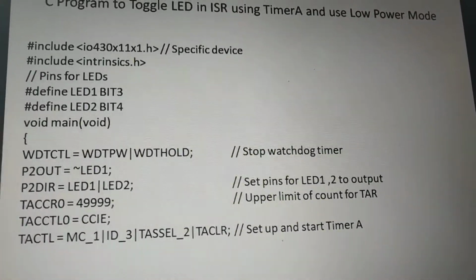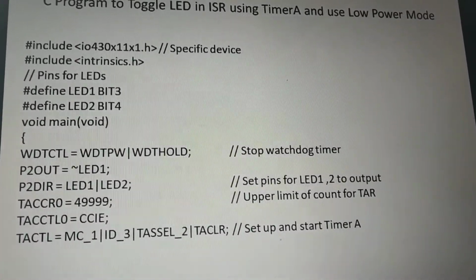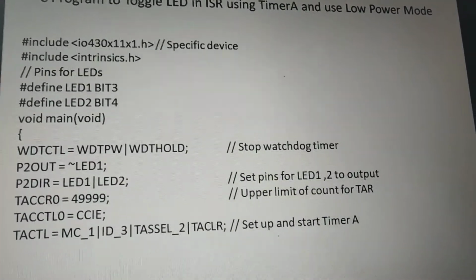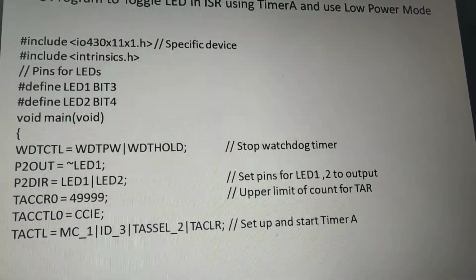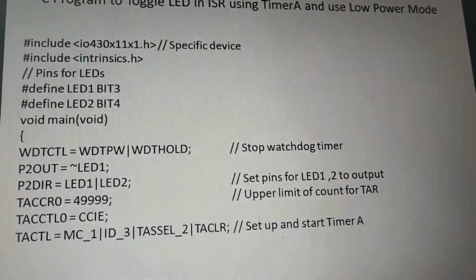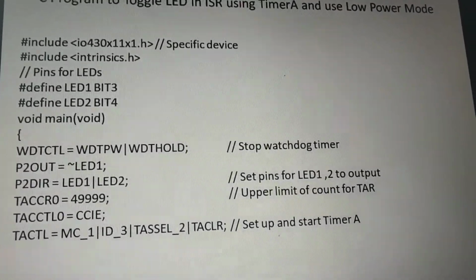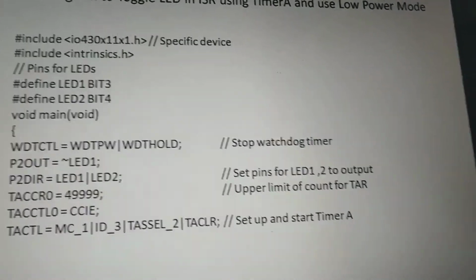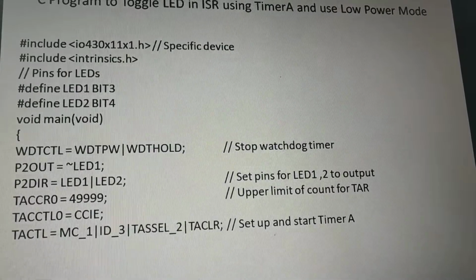Hash define LED1 bit 3. That also we have seen. Bit 3 means only bit 3 is made 1. All the other bits are zeros. And that is defined as LED1. So whenever we use the variable LED1, bit 3 will be a 1. Similarly, hash define LED2 bit 4. Bit 4 is a 1. All other bits are zeros and it is assigned to LED2.